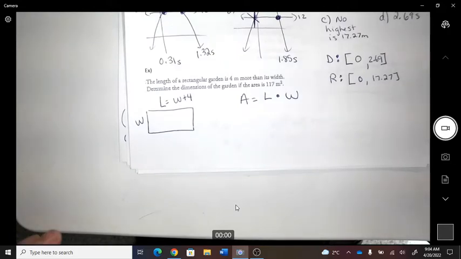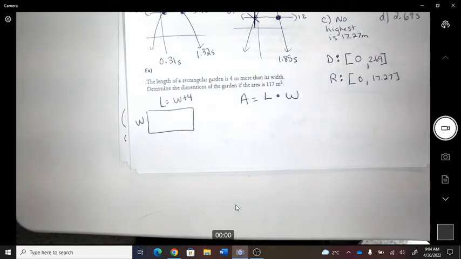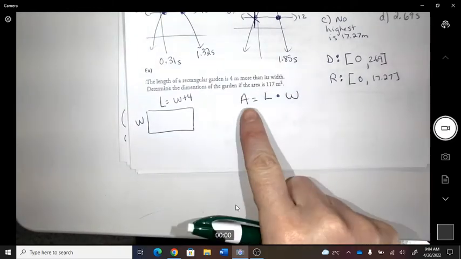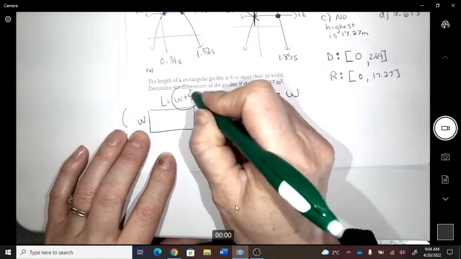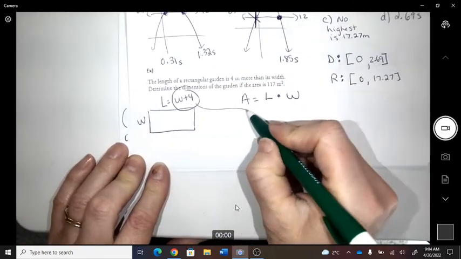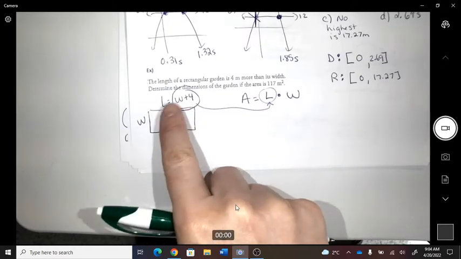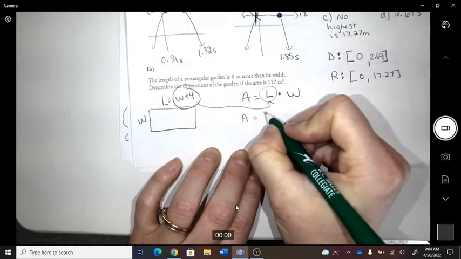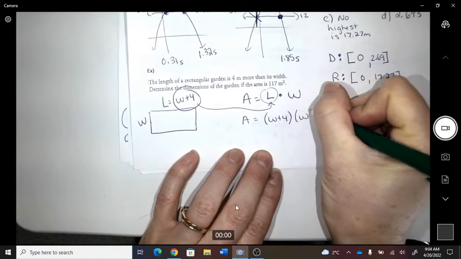Now, what I'm going to do is line this up with our quadratic ideas. When we have quadratics, we have a y and then a bunch of x's kind of idea, right? So I can't have 2 different letters. So I'm going to take this and replace L. Is that legit in math? Can you make a replacement? If it's equal, you can replace it. Okay, so the area equals the length replaced times the width.